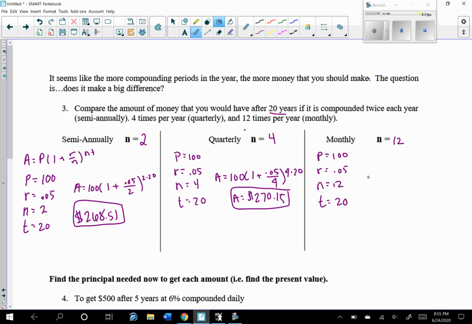And for the last one, P equals 100, R is still 0.05, N now equals 12, T is still equal to 20, so A is equal to 100 times 1 plus 0.05 divided by 12 to the 12 times 20, and plug that into your calculator and you should get $271.26.